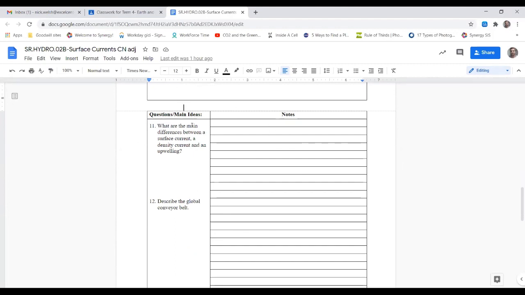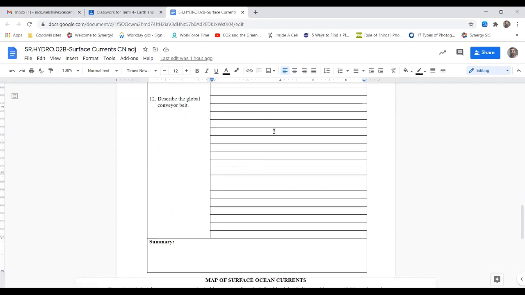So the main differences between surface current and density current has to do with the type of movement, vertical or horizontal, and the driving force, whether it's wind or density. So the answer is the direction of movement and the cause of movement. Yes. Okay.